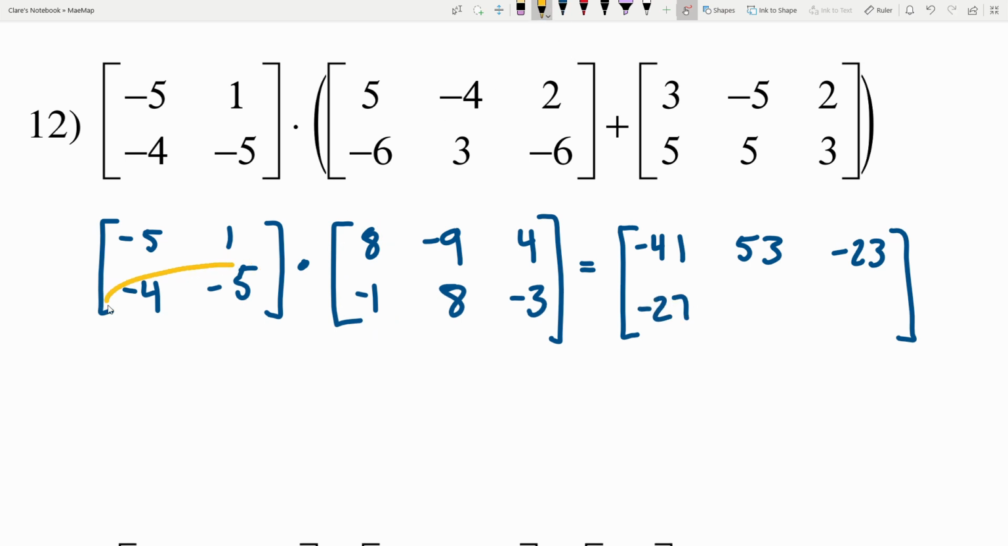Then, second row, dot it with second column. Negative 4 times negative 9 is a positive 36.